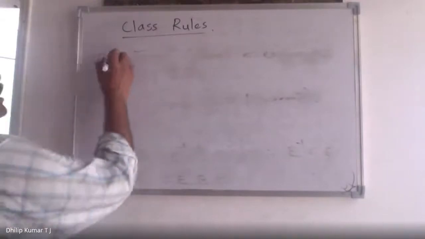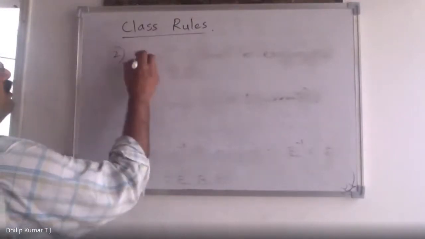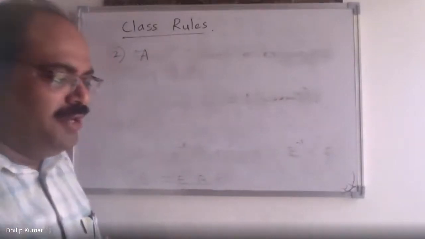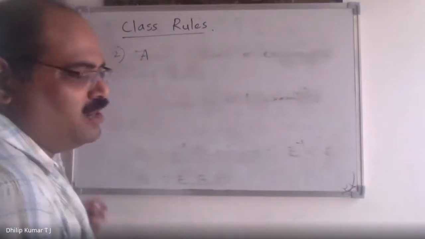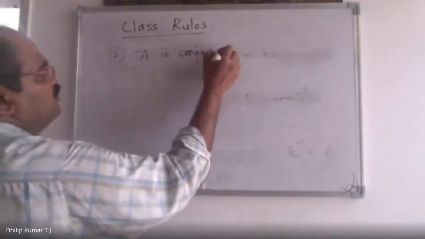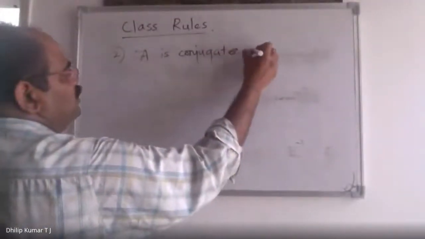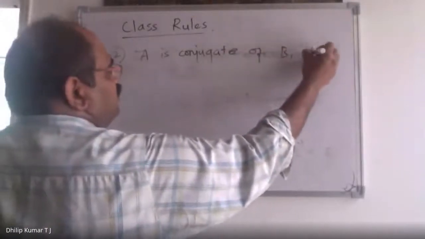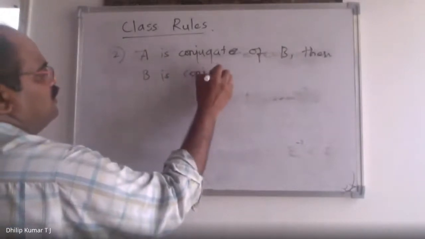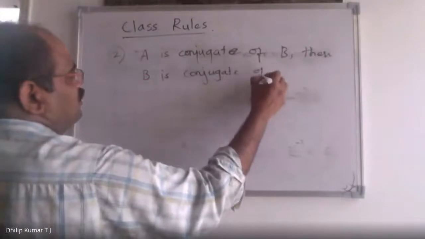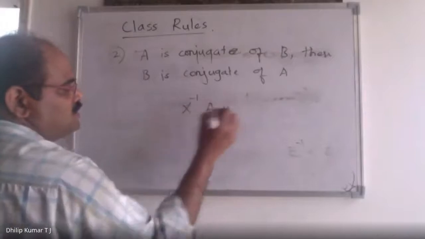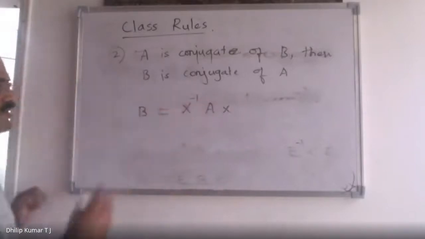So if A is a conjugate of B, say in a group, then B should be the conjugate of A, because both A and B are in the same group. So you can write B, then A. What it means is if you have X inverse A X, it will give B. Okay, so this we saw yesterday.